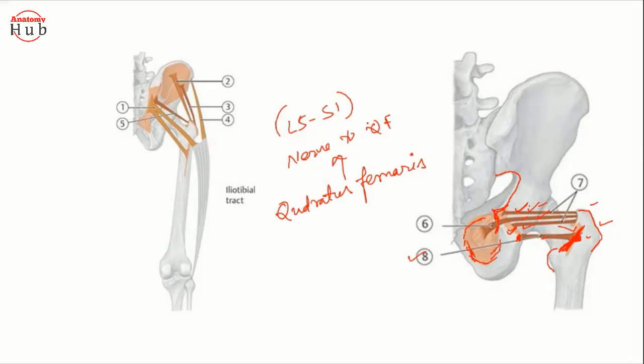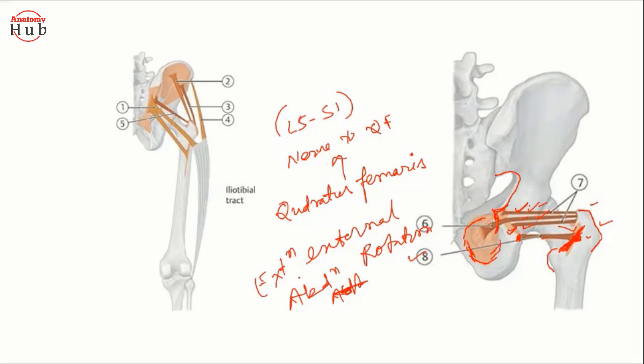So here you will see that all these three muscles, the superior gemellus, obturator internus, and the inferior gemellus, help in external rotation, abduction, and mainly the extension of the hip. Extension of the hip means the hip joint, depending on the joint's position, right?